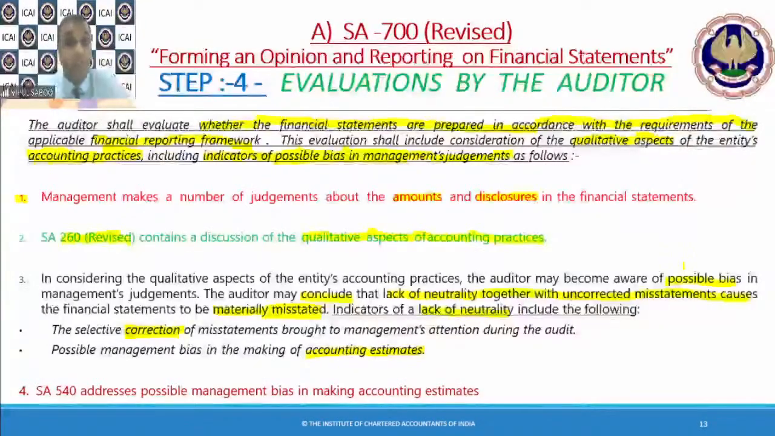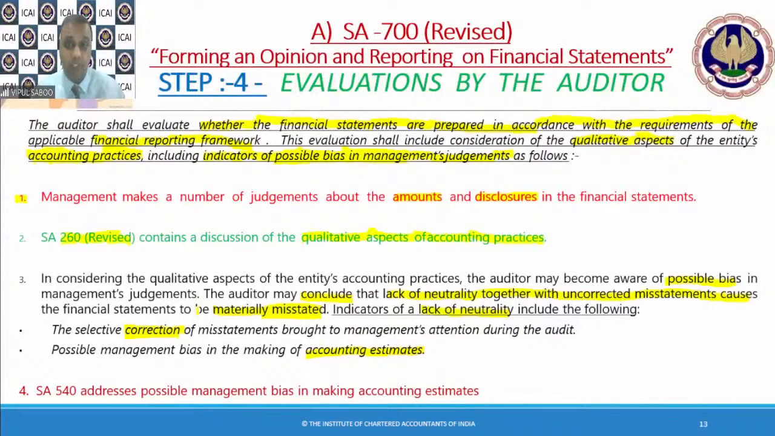The best example of estimate is accounting estimates using various formulae. Coming to developing a percentage for provision of depreciation or doubtful debts. So here is where the management plays its part of being biased, and the auditor has to take care of such indicators. This is what he evaluates.